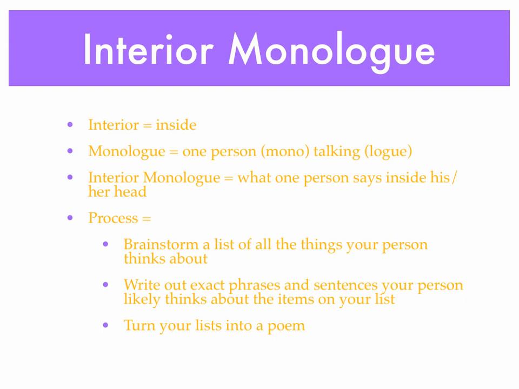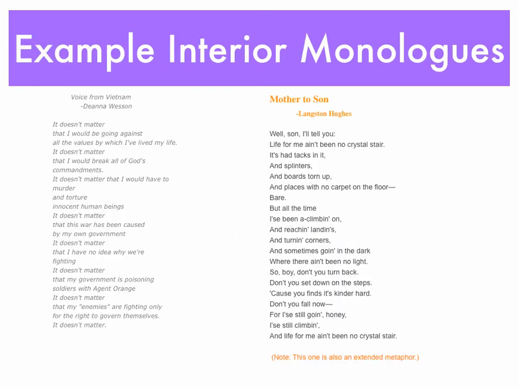Then I would write out some exact phrases and sentences that I think my mom might say, exactly in the words that I think she might use to say them, and then turn my lists into a poem. Now, when I say turn the list into a poem, I don't mean simply list those sentences out one right after the other in a way that makes no sense, but instead blend them to create flow.